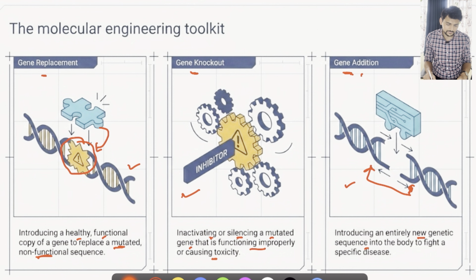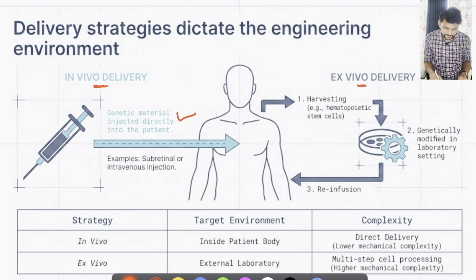Now once we know the various modes, how do we insert the new genetic material during gene therapy? There are two major ways to deliver the genetic material. One is in vivo, another one is ex vivo delivery. In vivo, genetic material is injected directly into the patient, for example, subretinal injections or even intravenous injections. So here the genetic material will be directly injected into the body. Whereas in ex vivo, we take out a few cells from the body of that individual and they are genetically modified in the laboratory. Then they are reinfused again. So this process is called the ex vivo delivery system of gene therapy.